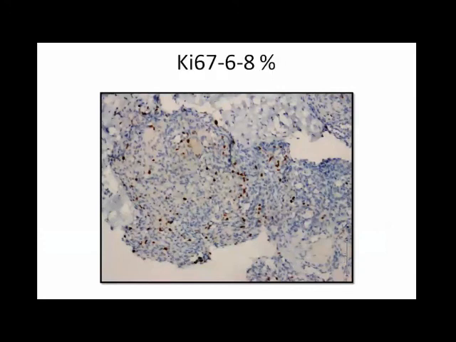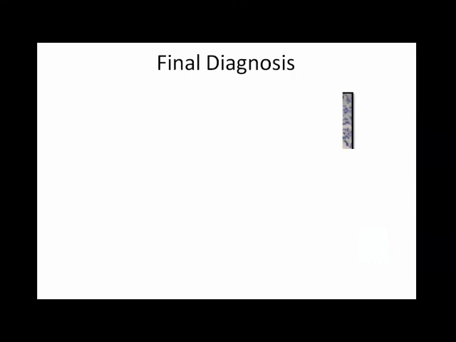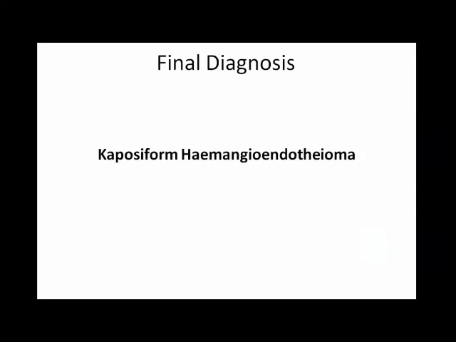And desmin and myogenin, which were the markers we had put for differentiating rhabdomyosarcoma, all turned out to be negative. So based on the IHC findings, morphology, and correlating with the clinical and radiological findings, we came to a final diagnosis of kaposiform hemangioendothelioma.